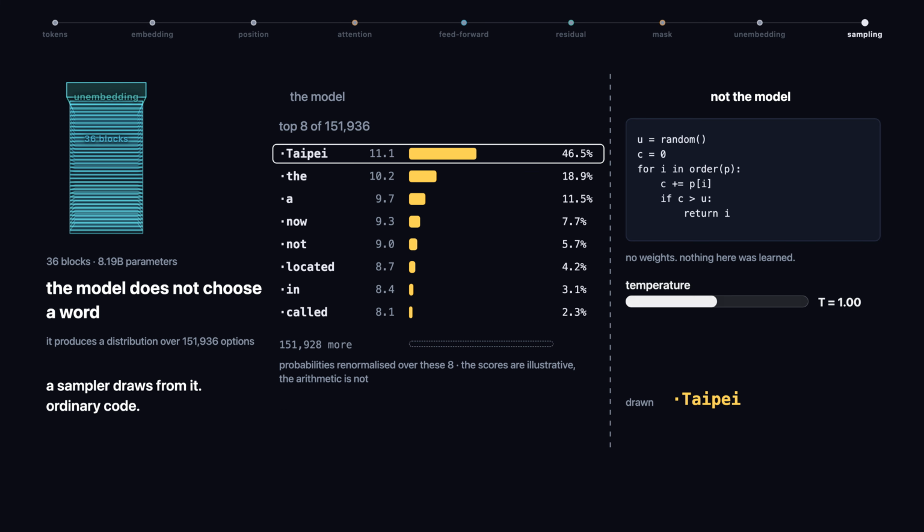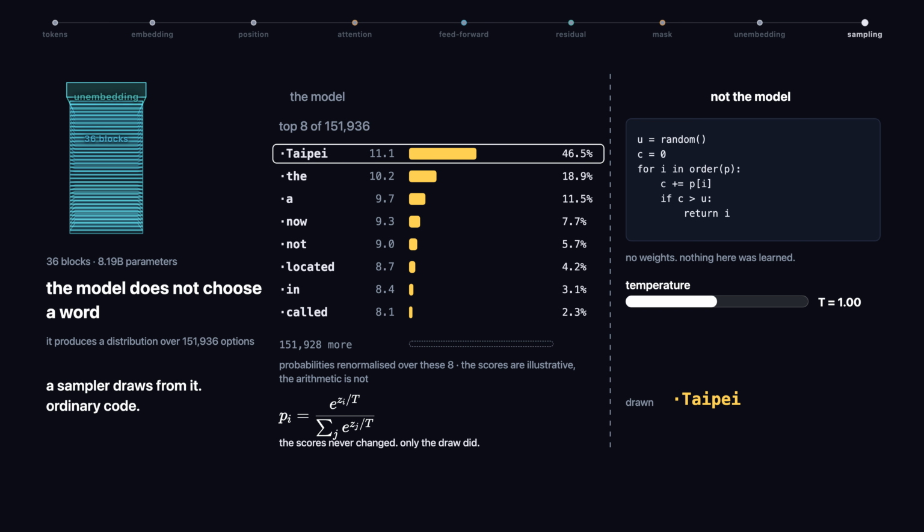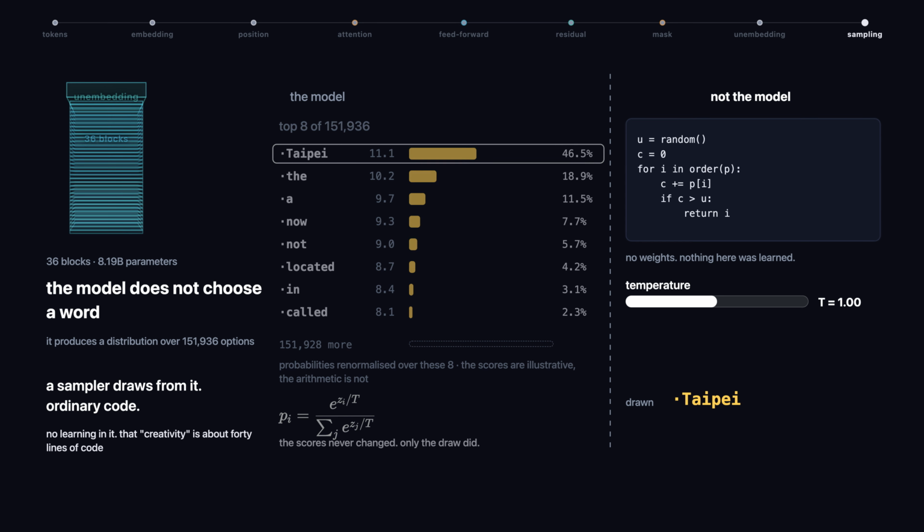Temperature is a knob on that draw. Turn it down, and the sampler takes the top of the distribution nearly every time. Turn it up, and it flattens, and unlikely tokens get a real chance. Same model, same weights, same input, different text because a different sampler drew from the same numbers. Which means when people say a model is creative at high temperature, they are describing a property of about 40 lines of code sitting outside it.